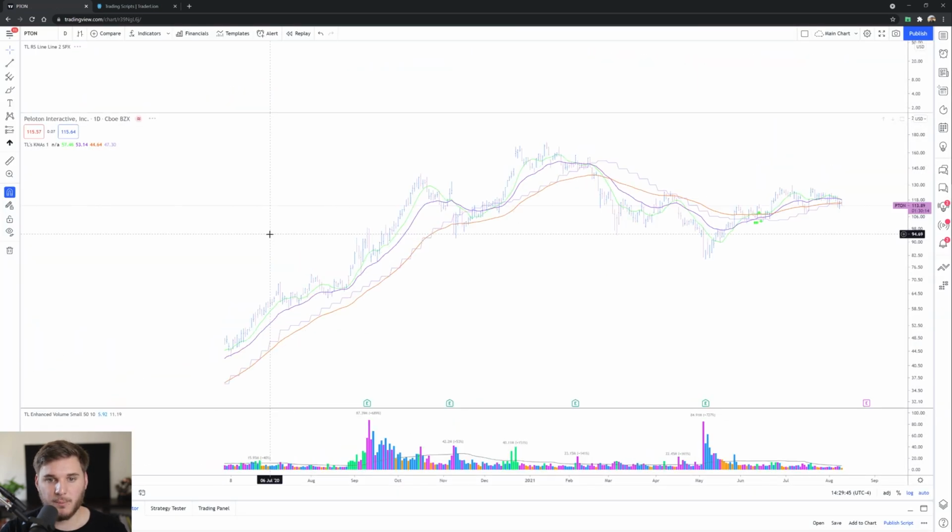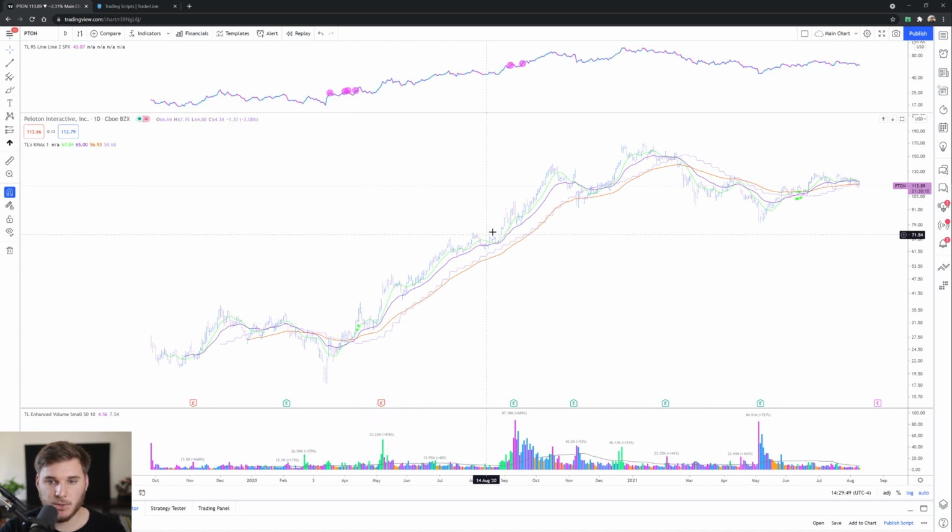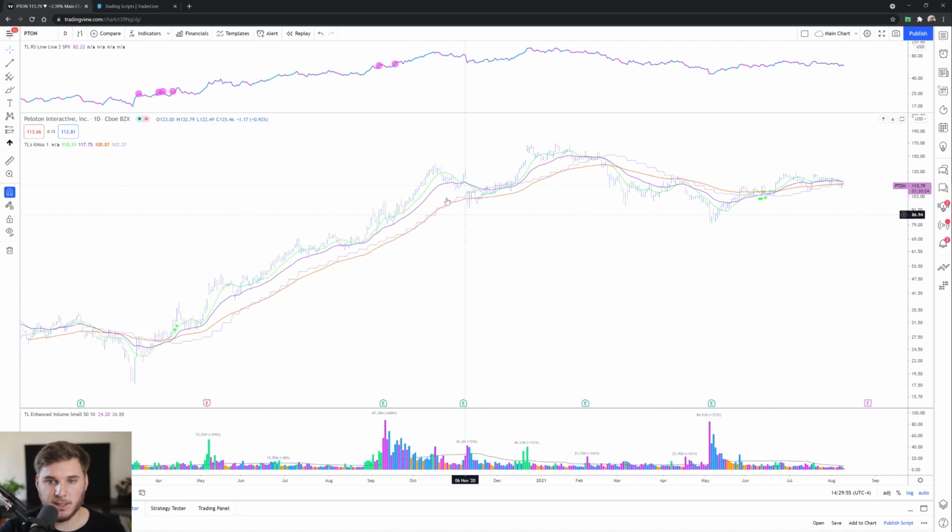Next, we've got an example of Peloton last year, which also trended really nicely above the 23 exponential. You can see multiple pullbacks to that moving average, nice hammers off that moving average right here. And basically until it was forming this base, it didn't close below this key moving average.